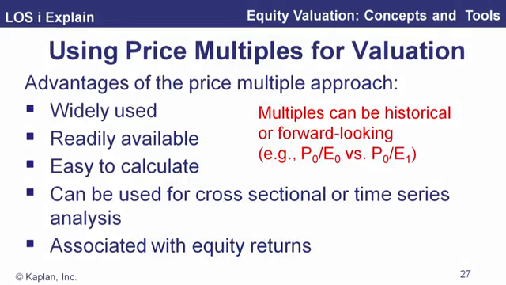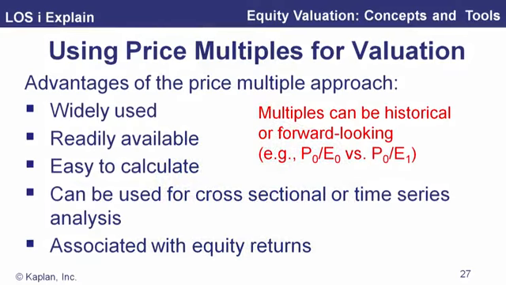So what are the advantages? Well, we know they're widely used, they're readily available, and they're certainly easy to calculate. If we have the price and the earnings, if we can divide, we've got it. Those multiples can be historical or forward-looking. Sometimes we'll look at price earnings as current price over the trailing 4 quarters earnings. That's our P0 over E0, and that's a historical one.